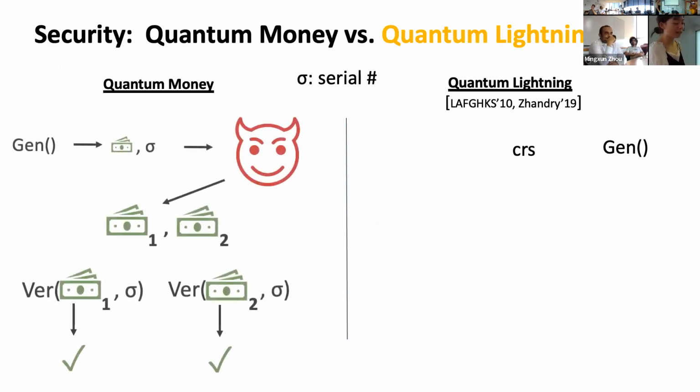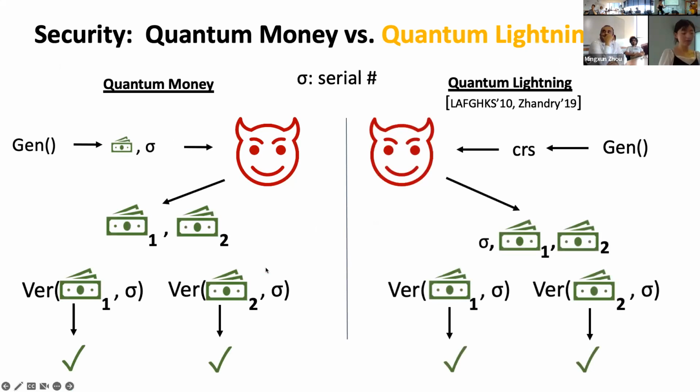Let me just get into this notion of quantum lightning, which actually the first two proposals are quantum lightning proposals as well. So in a quantum money scheme, let's recall, the bank generates a money state and a serial number. The adversary produces two money states that will both be verified corresponding to this serial number. And in quantum lightning, it's different. It turns out the adversary can generate a money state itself. So there is some procedure that gives a CRS, or public parameters. The adversary runs this gen algorithm on the CRS, and it tries to produce two banknotes that correspond to the same serial number, that can both get verified.